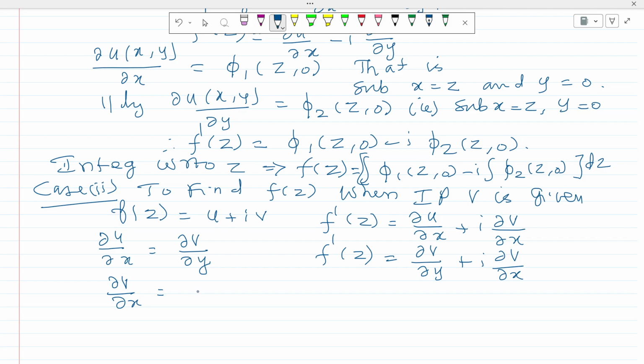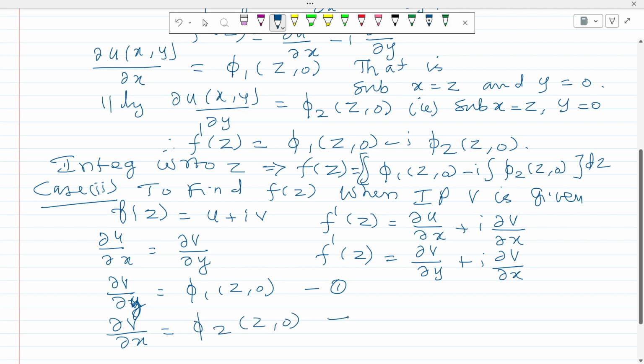What is ∂v/∂x? You can take this as φ1(z,0). ∂v/∂x is φ1(z,0). Otherwise, we can take ∂v/∂y as φ1(z,0), and ∂v/∂x equal to φ2(z,0).